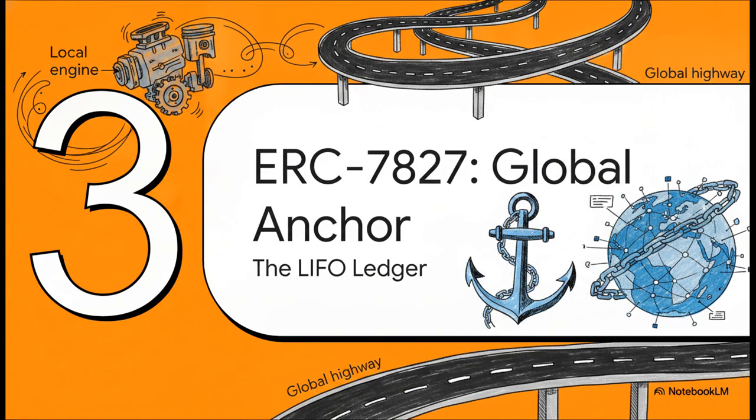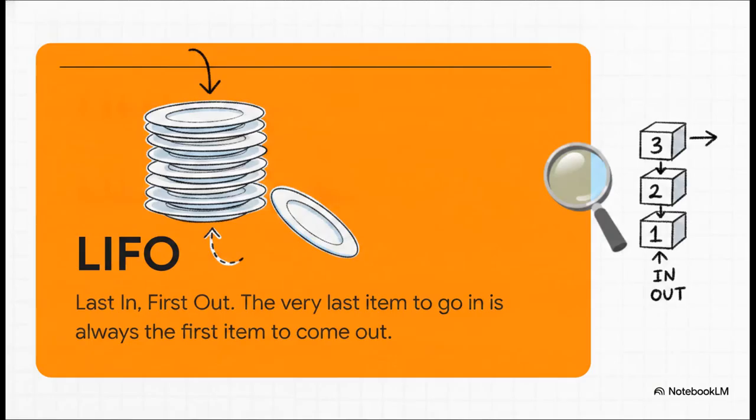Moving on to part three, ERC-7827, the global anchor. Right, so if HSDB is the local engine, what is the global highway that the engine drives on? Well, before we go deeper into that, let's slow down for just a second and clearly articulate what LIFO actually means in this specific data context.